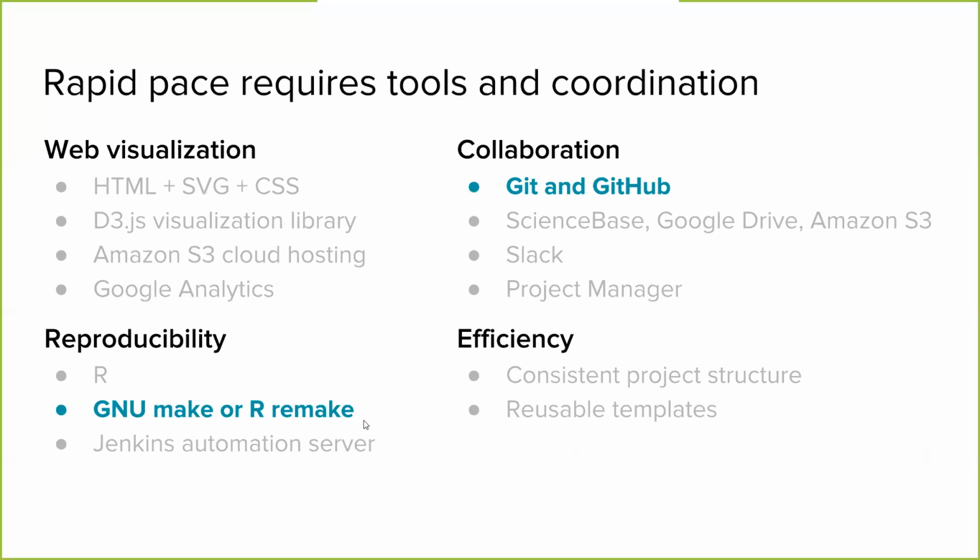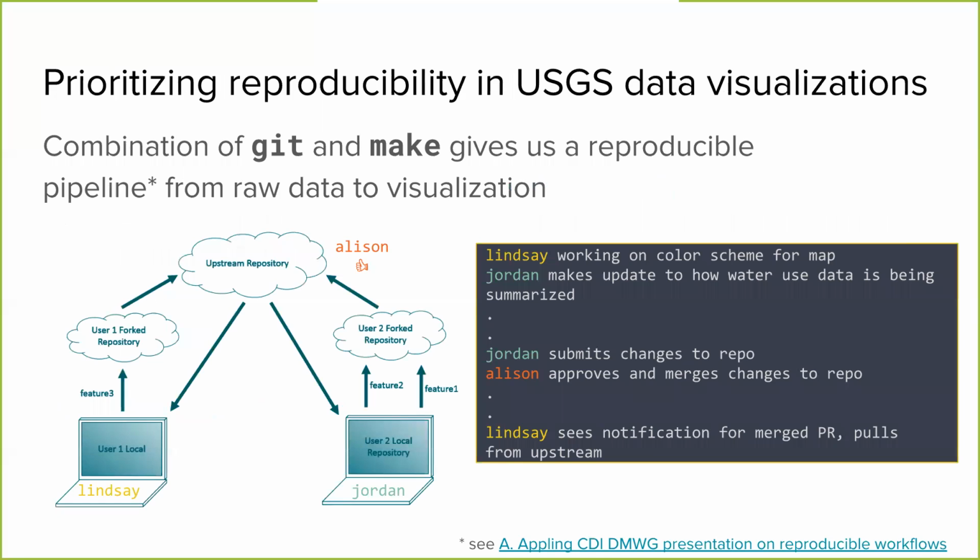So I want to talk just a bit more about these two tools, Remake and then Git and GitHub, because those have really been game changers for us. Those are the things that make it possible for us to do team visualizations quickly and reproducibly. So here is an illustration of what Git looks like. Git and GitHub combined allow us to share code across our team.